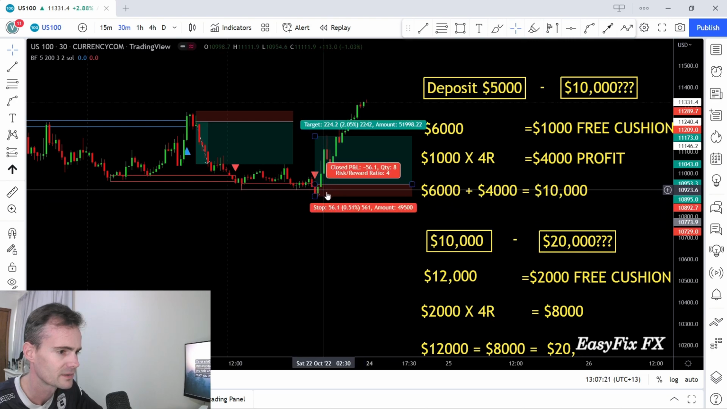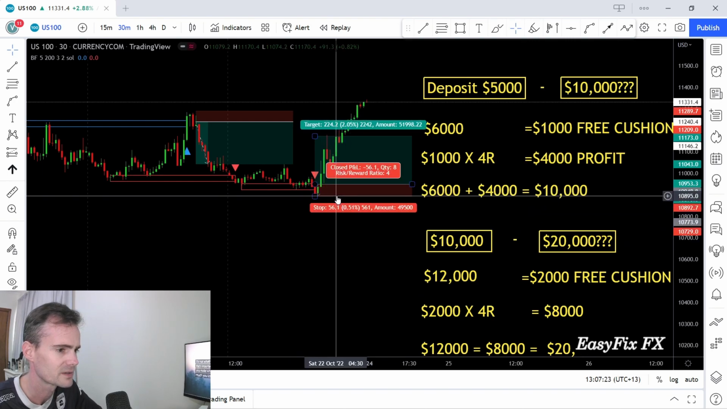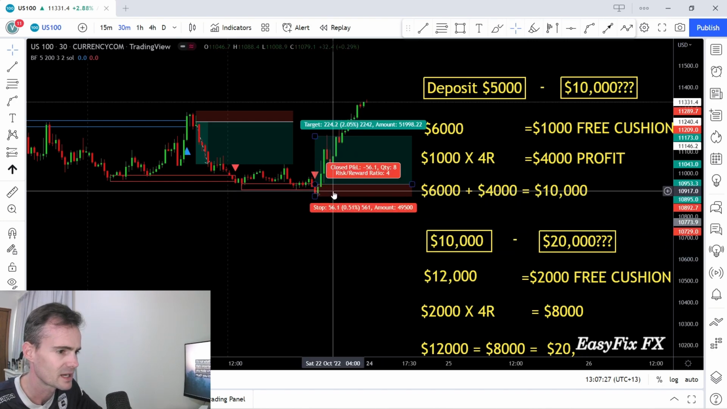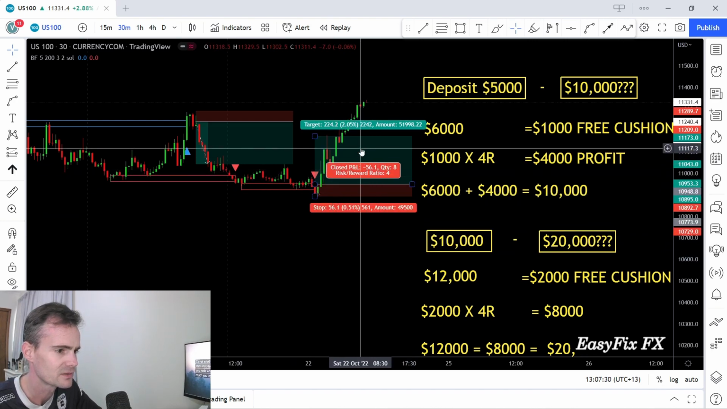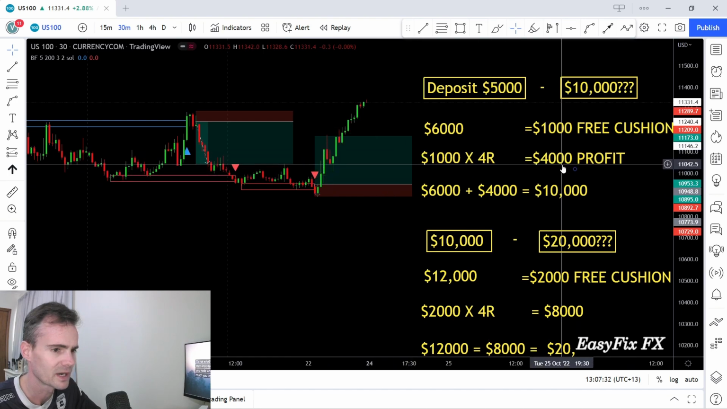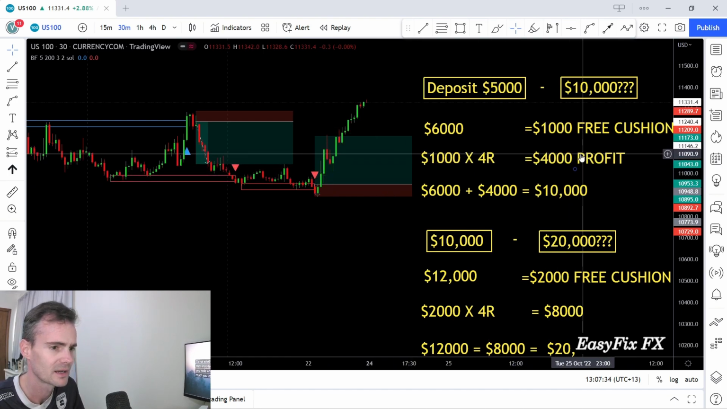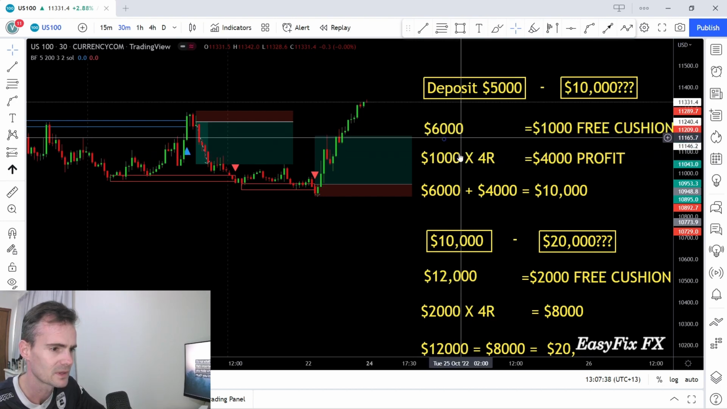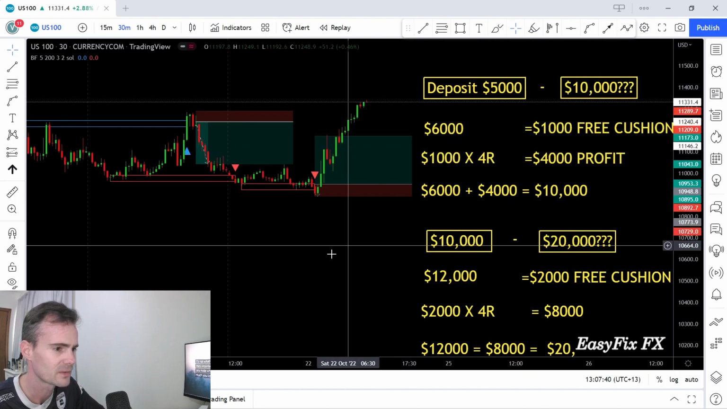We could risk $1,000 on here, or split that risk up into 500 here. But let's just say we risk the 1,000 here, then we get a 1 to 4. So now we've created that 4,000. Now you add the 6,000 onto the 4,000 profit, and you can see we've doubled the account.